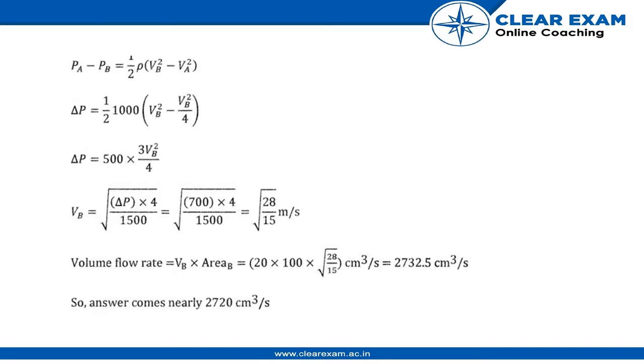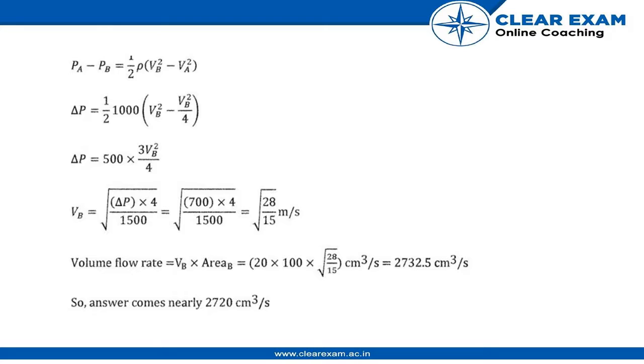And in that, we will first arrange, we will take PA minus PB on one side and all the other things on the other side, that is the RHS. After that, we can say that PA minus PB is delta P, and by putting the value of rho, we will get the value of delta P. So from that, we know VB is equal to the square root of delta P into 4 by 1500. We will put the value of delta P we have taken above.